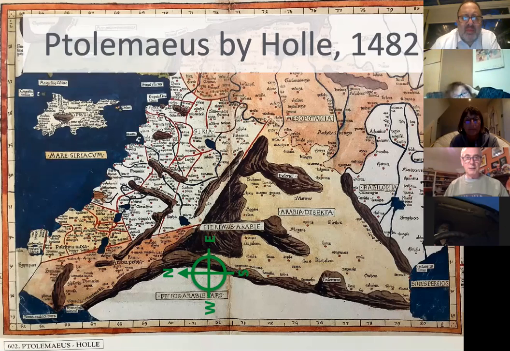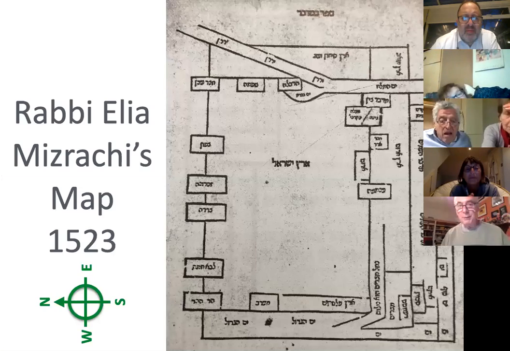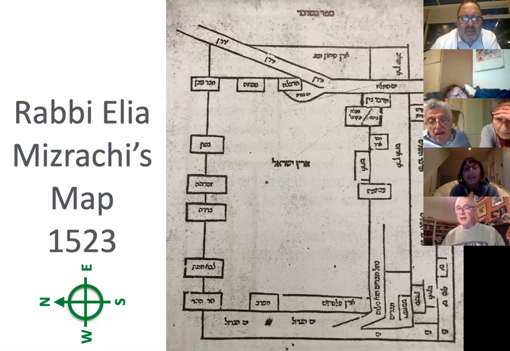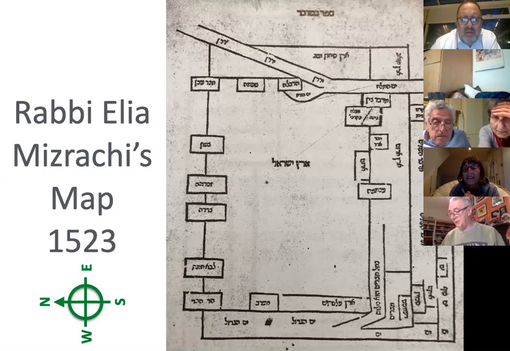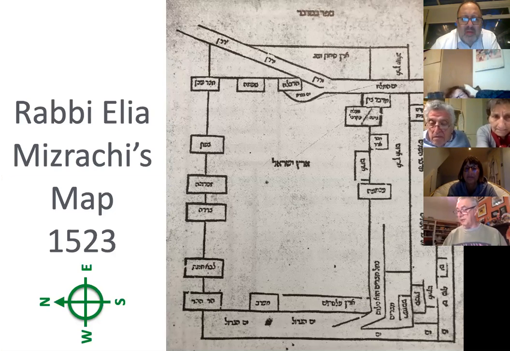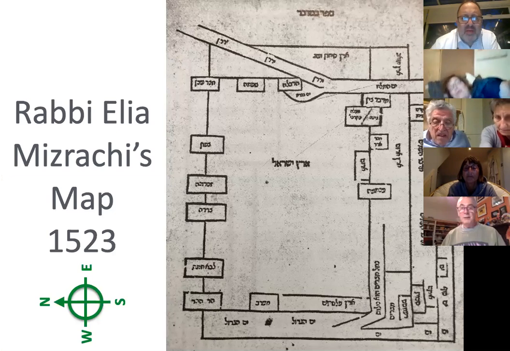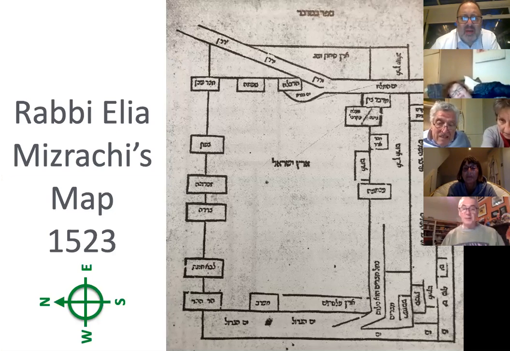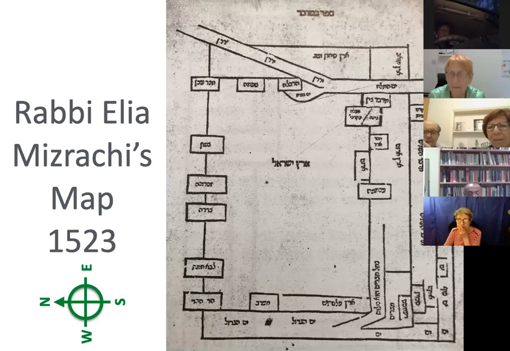It's quite exquisite. And Rabbi Elia Mizrahi's map, 1523, and wow, we're still getting a Rashi type diagram. Elijah Mizrahi was a Talmudist, a posek, and an authority on halacha, and he wrote a super commentary on Rashi's commentary on the Torah. And yet, look at this, Eretz Yisrael, and it's a diagram with the arrangement of the tribes and very little else on it.